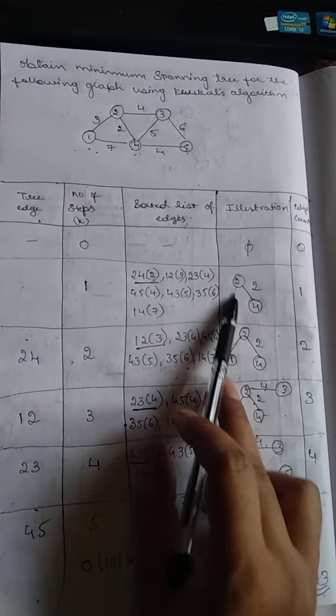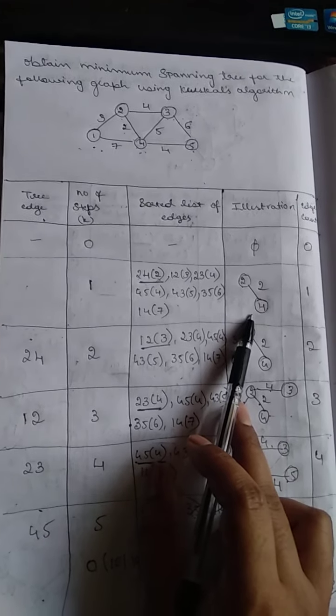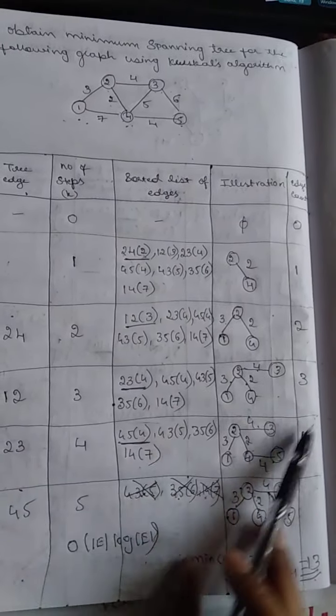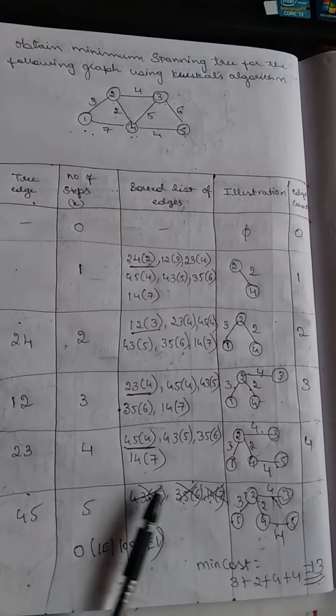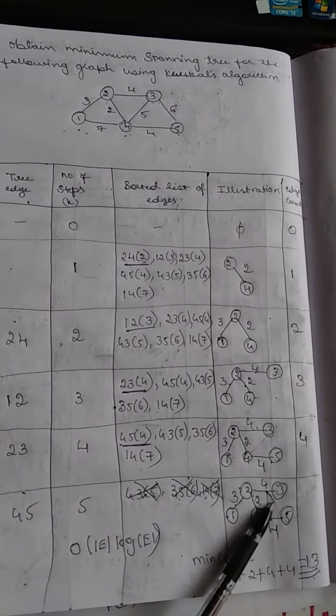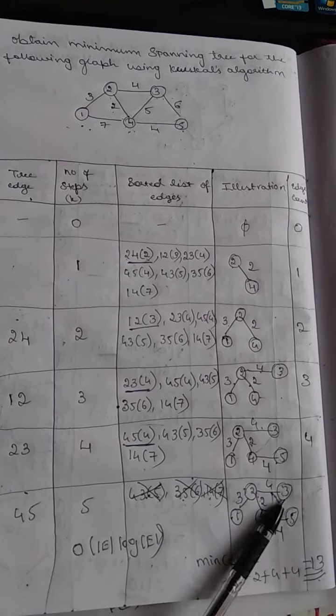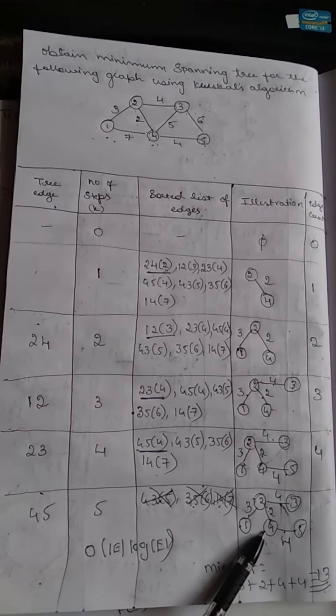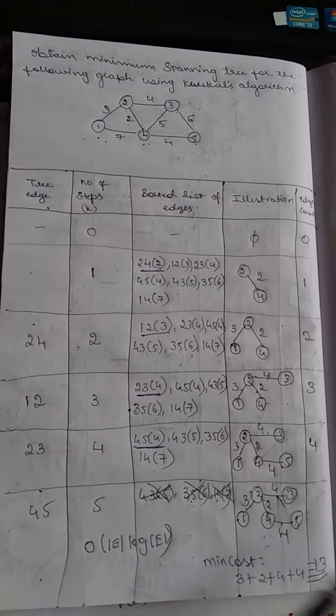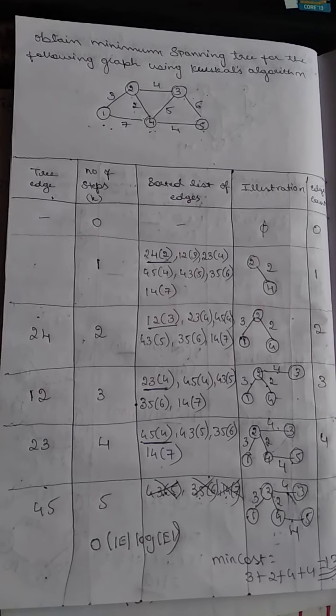Before constructing, you have to check whether it is forming a cycle or not. Till here, it is not forming any cycle, so we have constructed it. But 4 to 3 will form a cycle. Again, 3 to 5 will form a cycle. Again, 1 to 4 will form a cycle. So we have not constructed anything. Okay. This is your Kruskal's algorithm. Thank you.